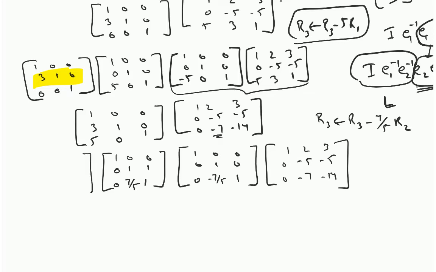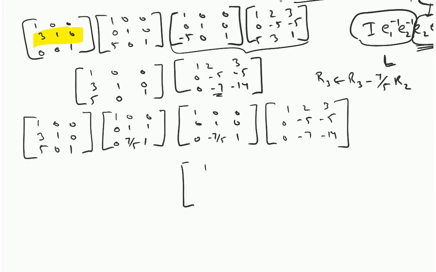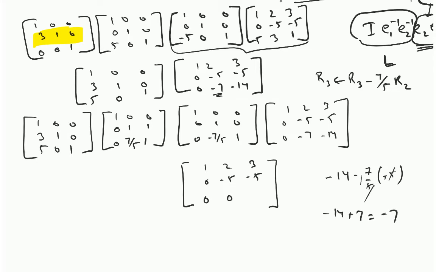right? And what is my L matrix? Currently it's of the form 1 0 0, 3 1 0, 5 0 1. This will be 1 2 3, 0 minus 5 minus 5, and the last one will become 0 0, and the last entry will become minus 14 minus 7 by 5 times R2. What is R2? Minus 5, right? So 5 5 cancel, this will become minus 14 plus 7, which is minus 7.